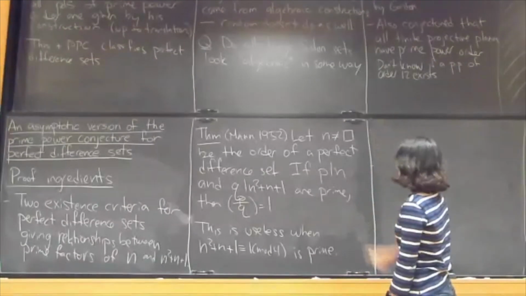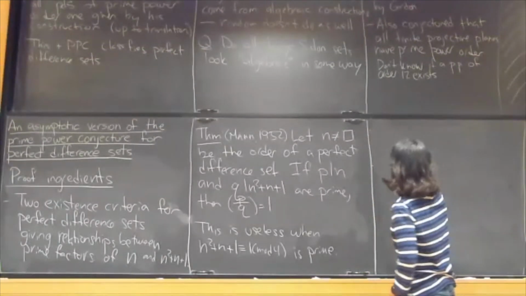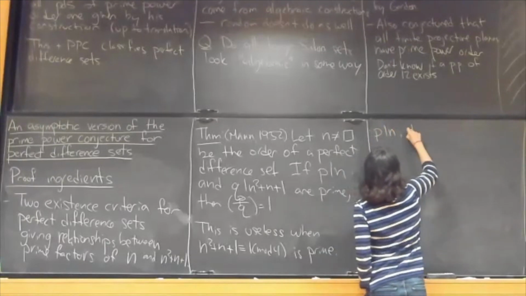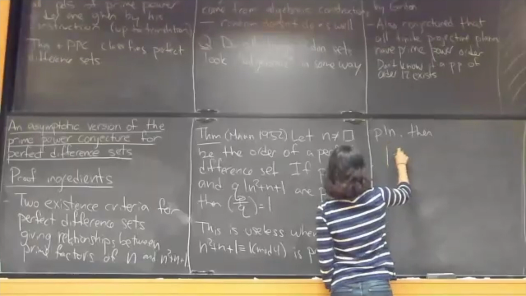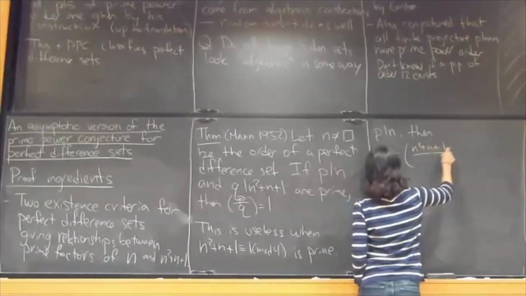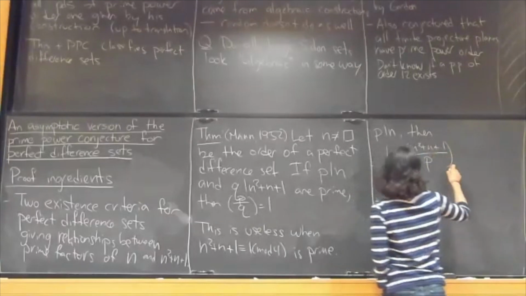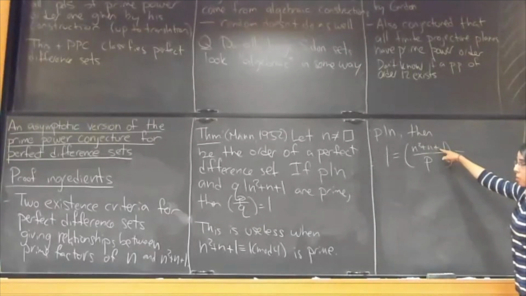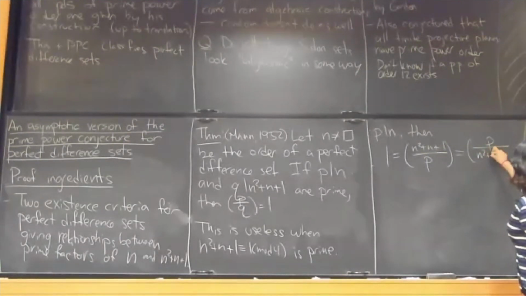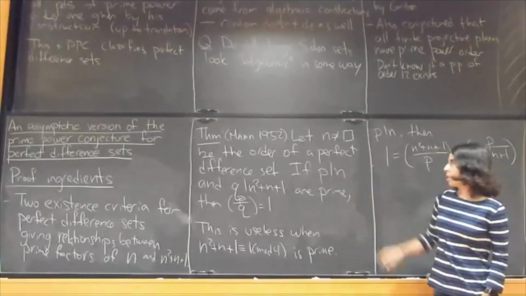So why is this? It's basically just quadratic reciprocity. If P is a prime dividing n, then we definitely have that n squared plus n plus 1 is a quadratic residue mod P. And when this is a prime that's 1 mod 4, P must be a quadratic residue mod n squared plus n plus 1. So this conclusion always holds.